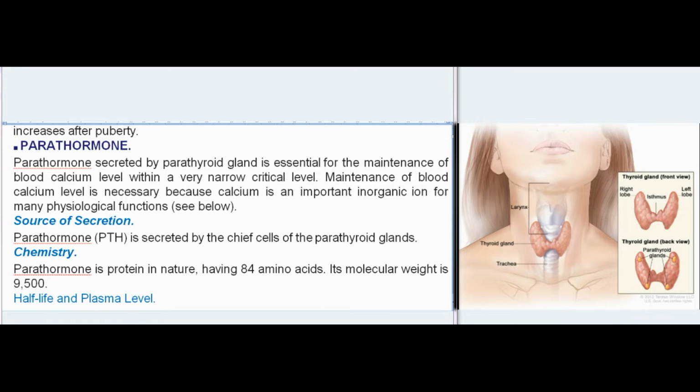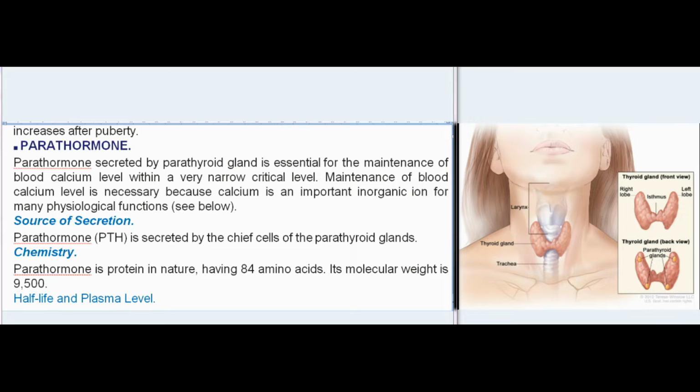Parathormone. Parathormone secreted by parathyroid gland is essential for the maintenance of blood calcium level within a very narrow critical level. Maintenance of blood calcium level is necessary because calcium is an important inorganic ion for many physiological functions, see below. Source of secretion. Parathormone, PTH, is secreted by the chief cells of the parathyroid glands. Chemistry. Parathormone is protein in nature, having 84 amino acids. Its molecular weight is 9,500.